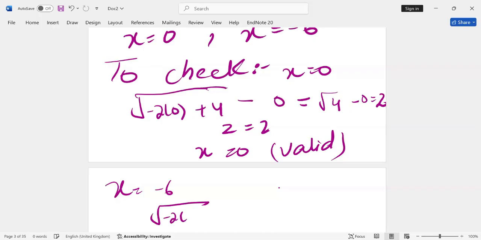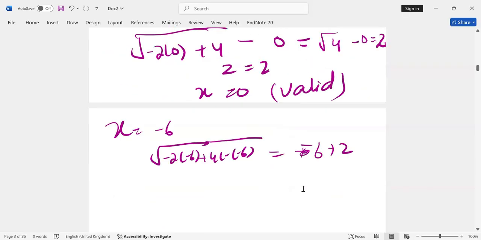We have 2 into minus 6 plus 4 minus into minus 6, okay? And that is equal to minus 6 plus 4 plus, sorry, minus 6 plus 2. So 6, 12, and we have a minus, oh, sorry, we have an equation.